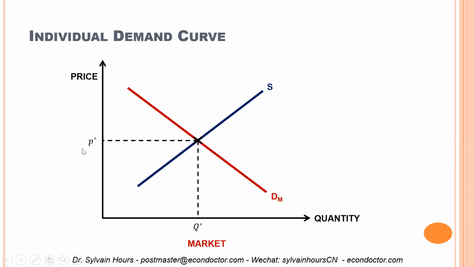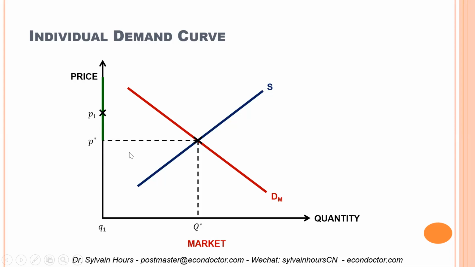So if I try to charge a price above P star, nobody wants to buy from me. So my individual demand is 0. Okay. Above P star, this would be my individual demand, 0. If I charge the price P1, quantity demanded is 0.